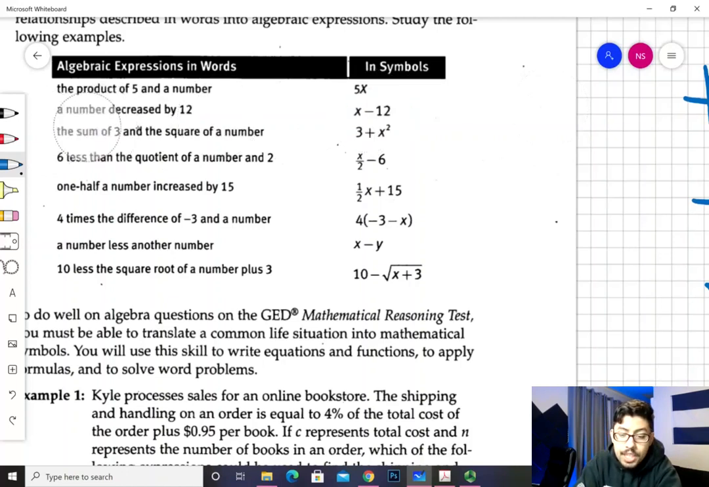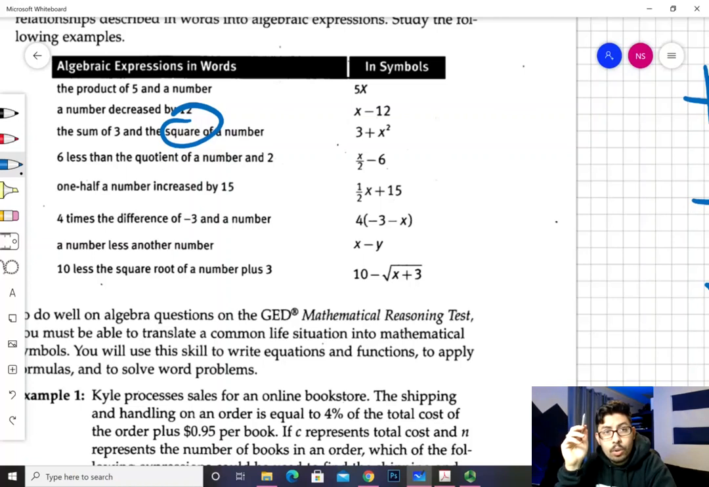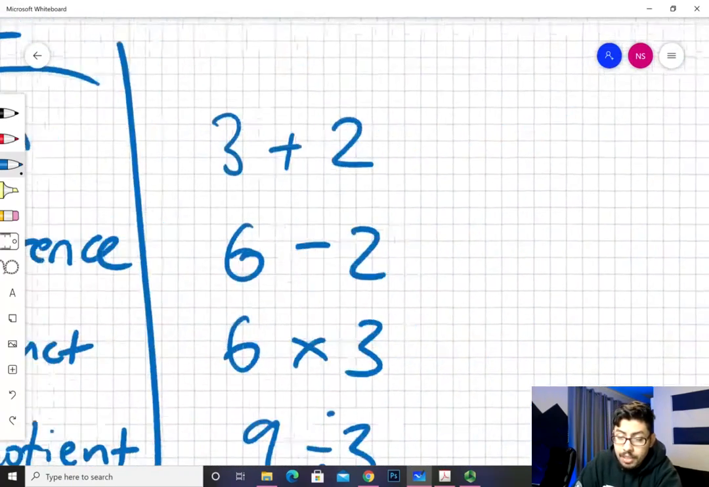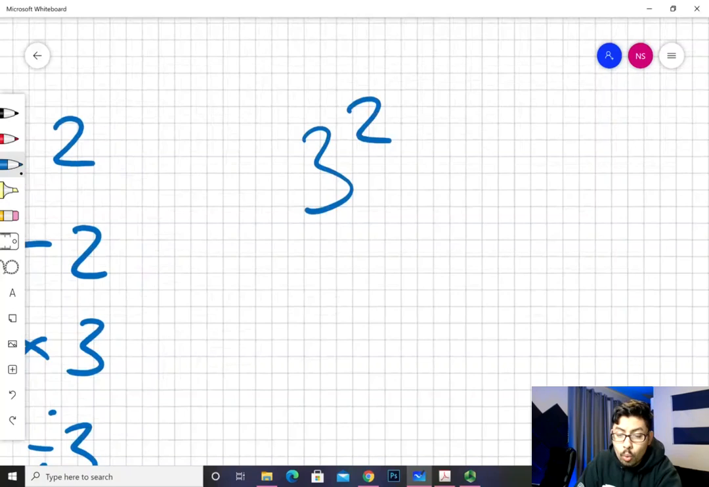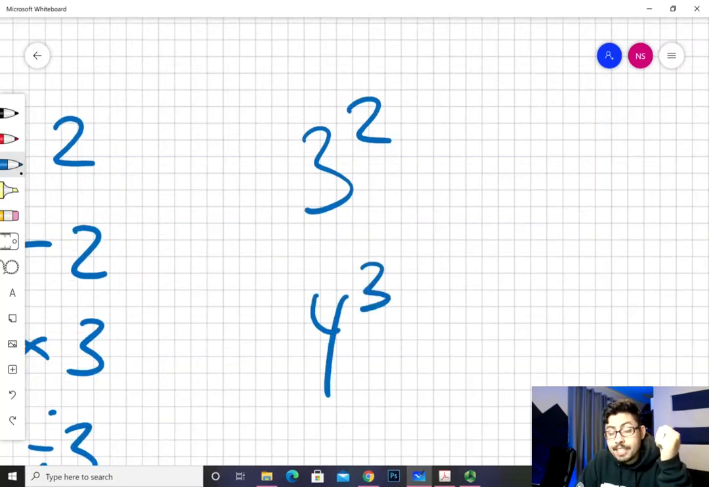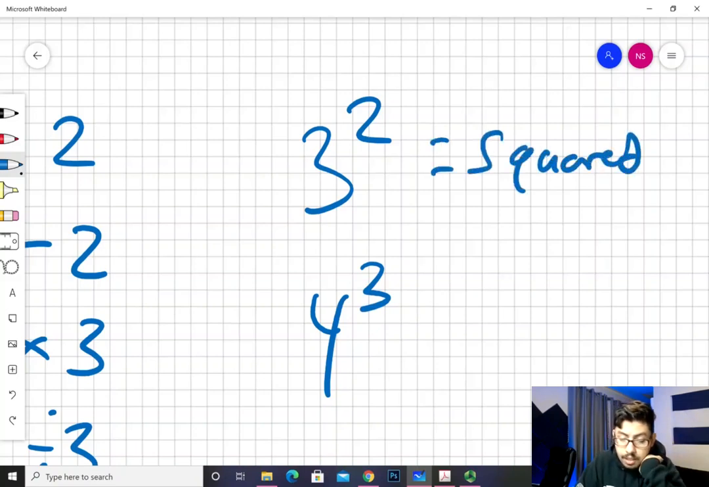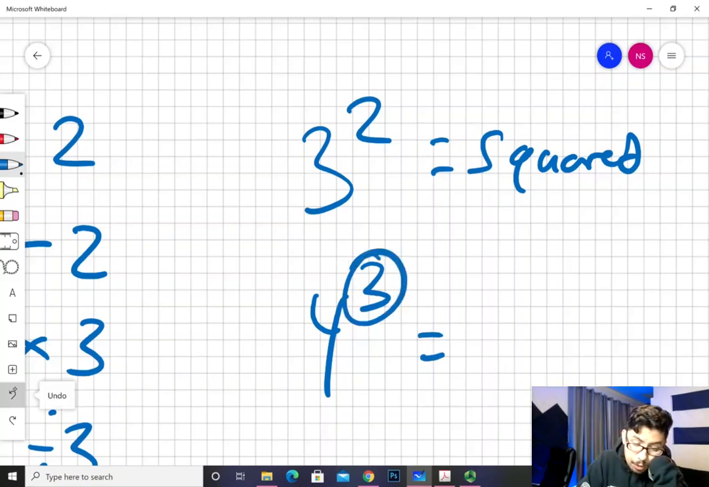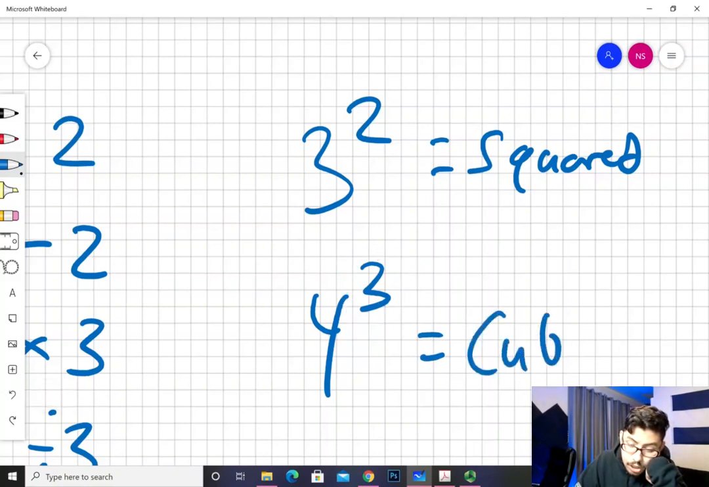The sum of 3 and the square of a number. Square is, I did go over this. Did I go over this? I'm not sure. But if you need to know this, square of a number, that means the power, specifically to the power of 2. That's squared. So you might be given this too. So 3 squared, right? What about 4 to the power of 3? What's the fancy word for that one? If this one's squared, what's any number to the power of 3? The fancy word is cubed.